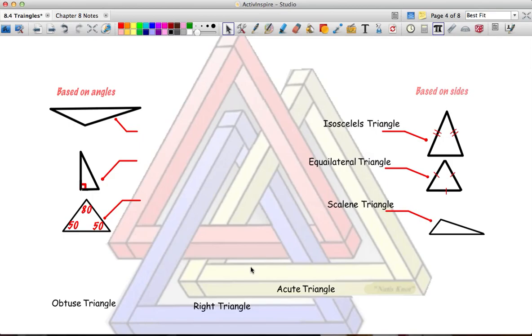Now we're going to move on to classifying triangles by their angle measures. You already know what it means to be an acute angle, a right angle, and an obtuse angle. So we use these words to help us classify triangles as well. An obtuse triangle is a triangle with one obtuse angle. It can only have one obtuse angle because if it has more, it would be more than 180 degrees, and that can't make a triangle.